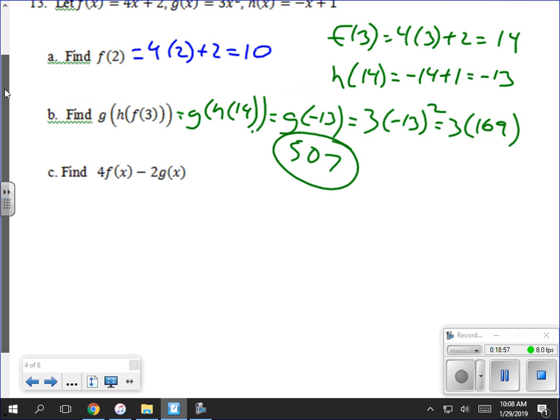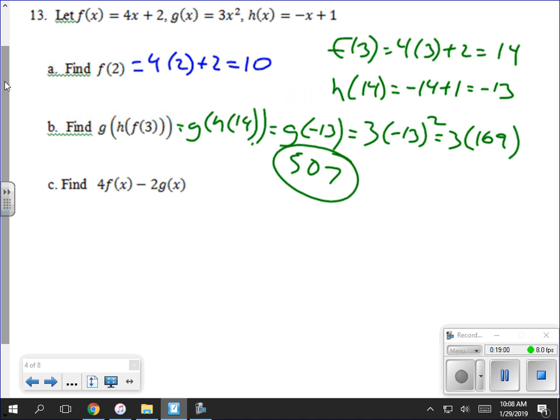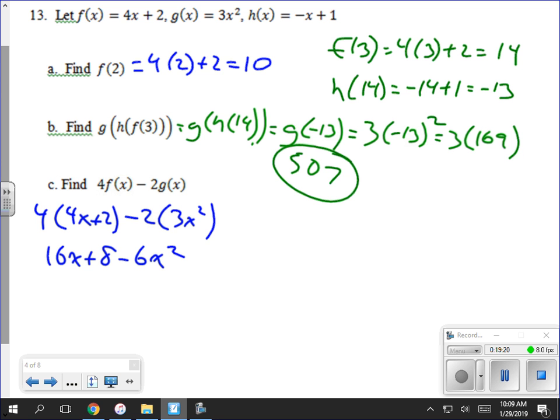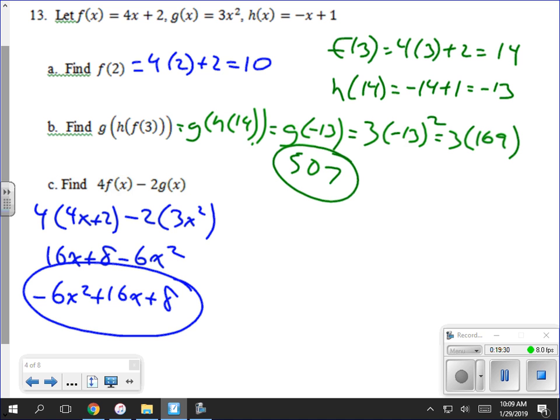So the next one, 4f of x minus 2g of x, that's 4 times what f of x is, 4x plus 2. Minus 2 times g of x, which is 3x squared. Distribute and simplify. So that's 16x plus 8 minus 6x squared. And then I want to make it look pretty by putting it in standard form. 6x squared plus 16x plus 8. Because you want to make it look pretty. Questions? Algebraic manipulation, that's what this is about. Okay.